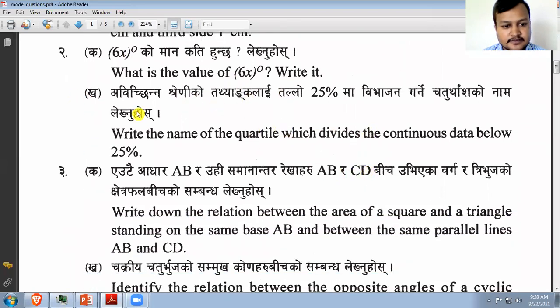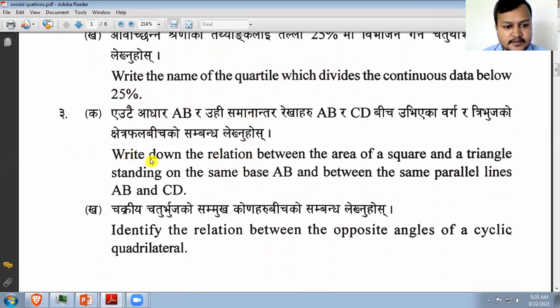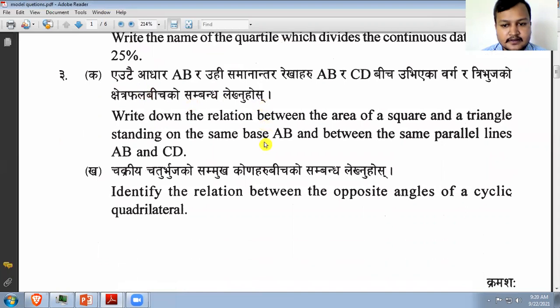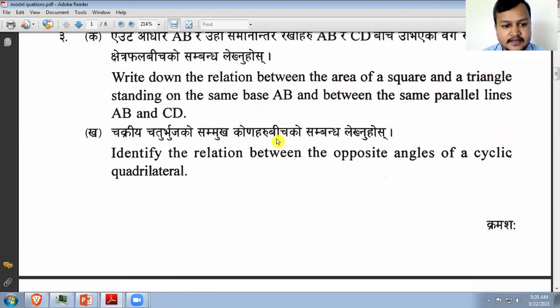We haven't learned this quartile one, but you know about it. First quartile. Yes. Write the name of quartile which divides the continuous data below 25%. That is first quartile. Next, it is remaining to learn. Write down the relation between area of square and triangle.